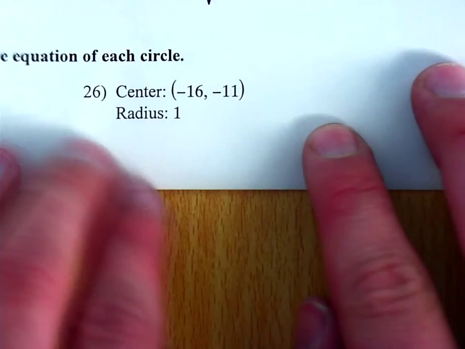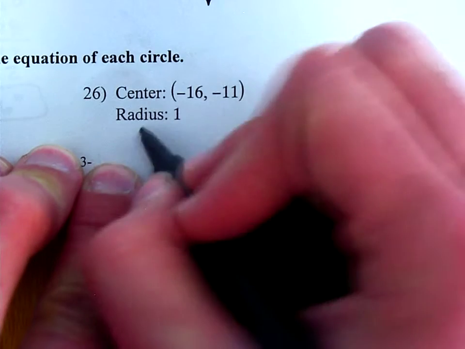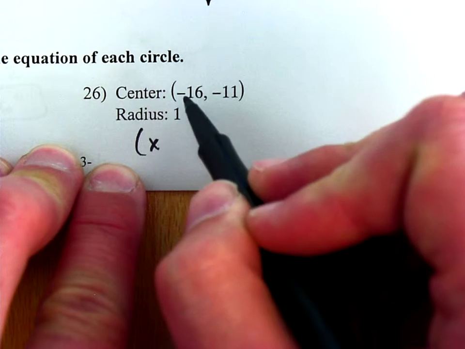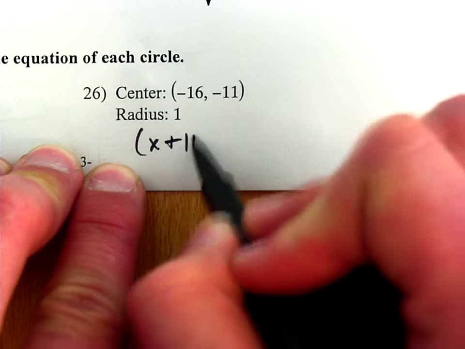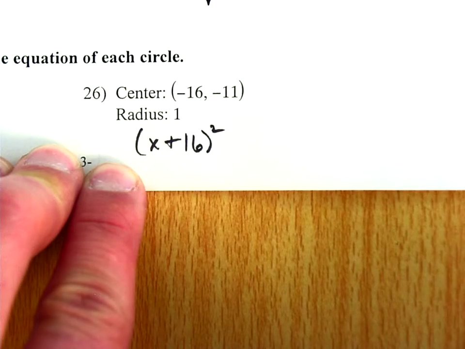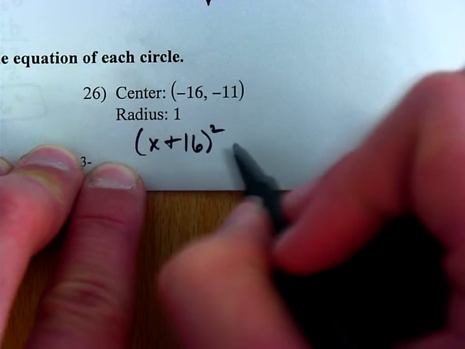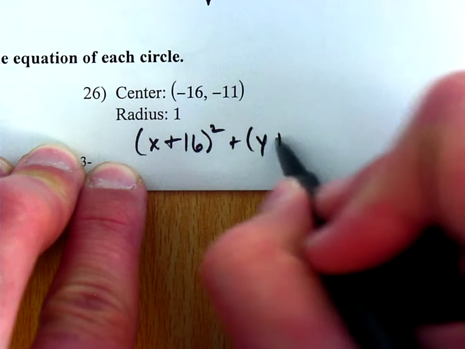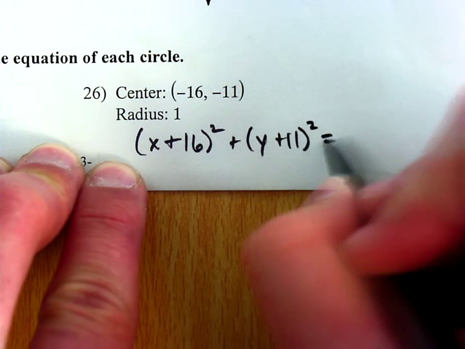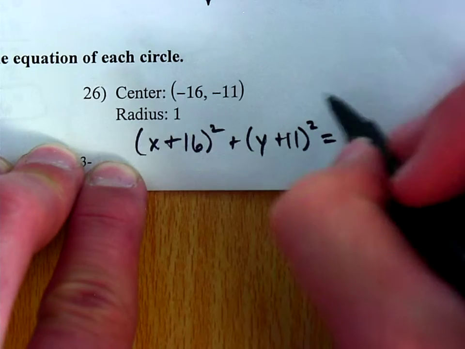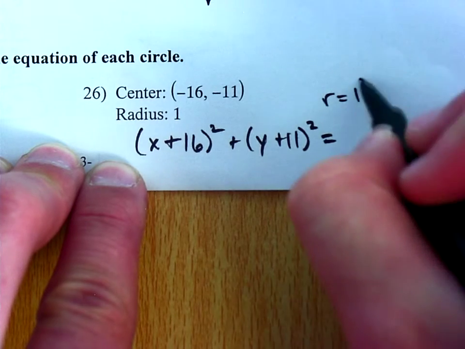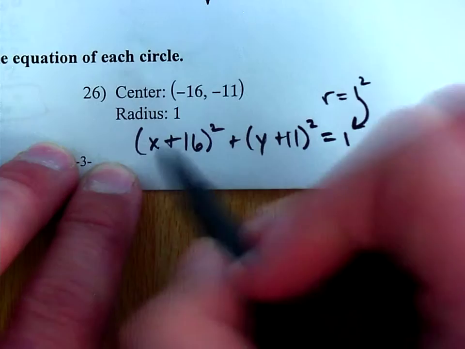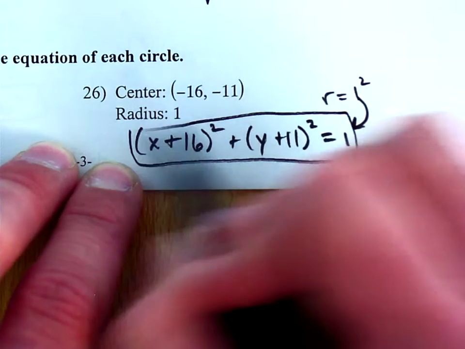So let's do one more just for good measure to practice. So for 26, we're doing x minus a -16. Or the other way we can think about this is we're just going to switch the sign. So x plus 16 squared plus y, well, if I have a -11 here, it's going to be plus 11 squared. And if the radius is 1, I just square that from my equation, which ends up being 1 as well. And this would be the answer.